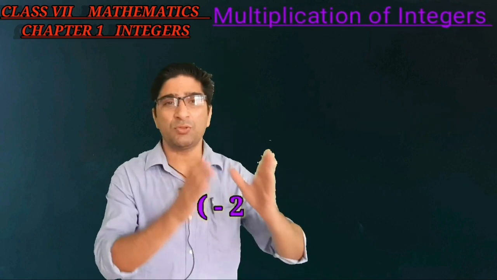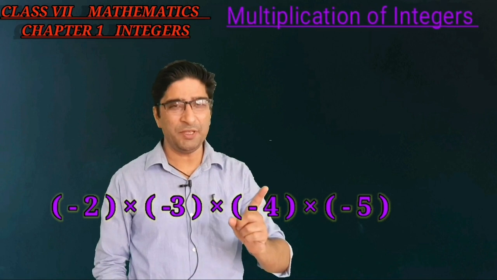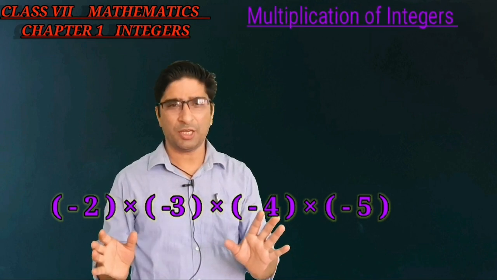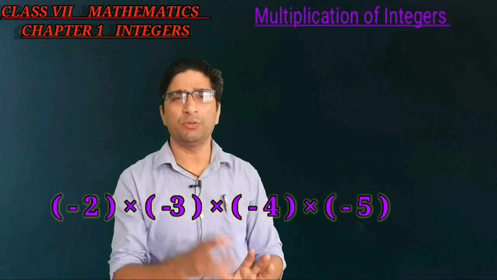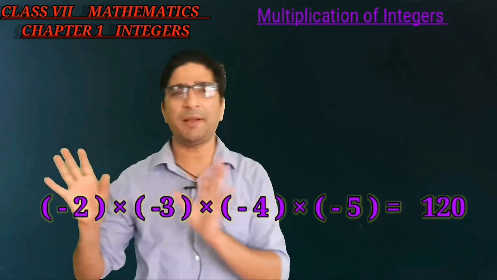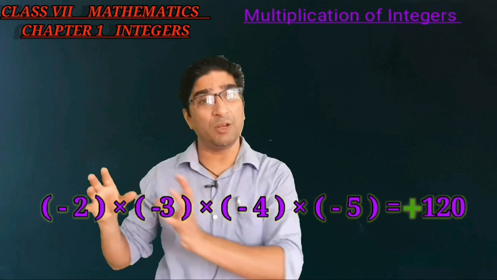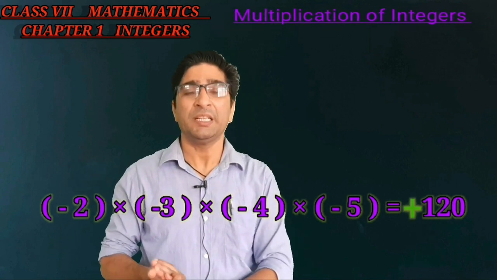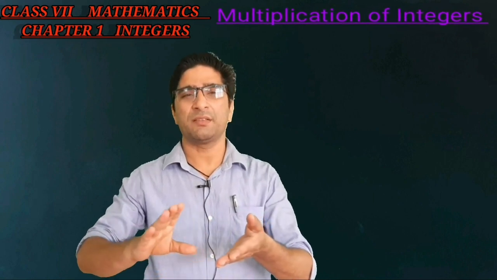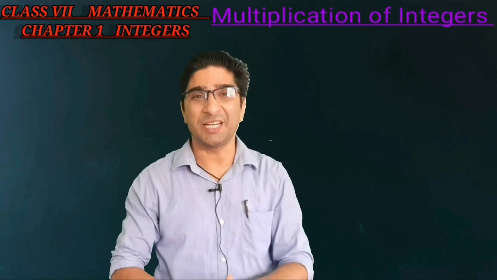Okay, here we have minus 2, minus 3, minus 4, minus 5. So we have 1, 2, 3, 4, 4 negative signs. Now when we multiply 2 into 3 into 4 into 5 is equal to 120, that is multiplication, directly multiply and write. Now the sign: we have an even number of negative signs, so the sign will be positive. That means in multiplication, an even number of negative signs makes the result positive and an odd number of negative signs makes the result negative. Clear?